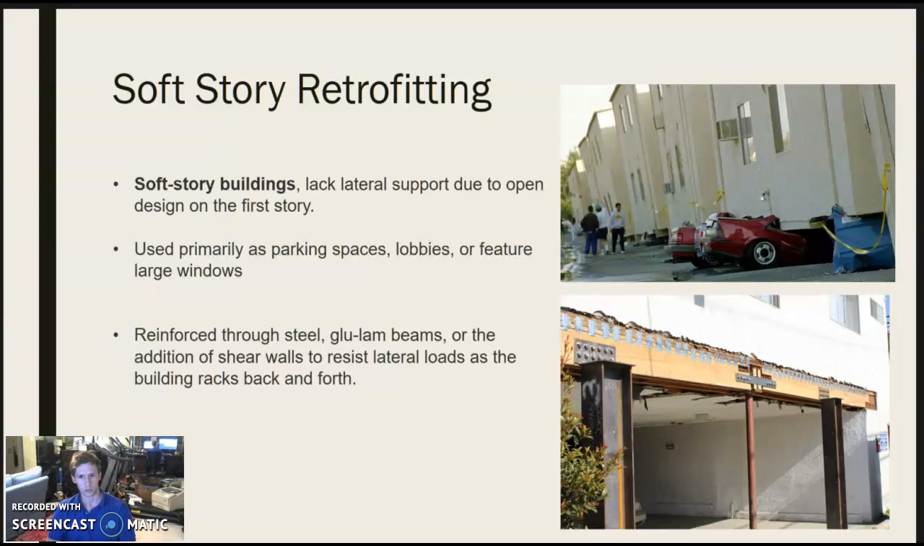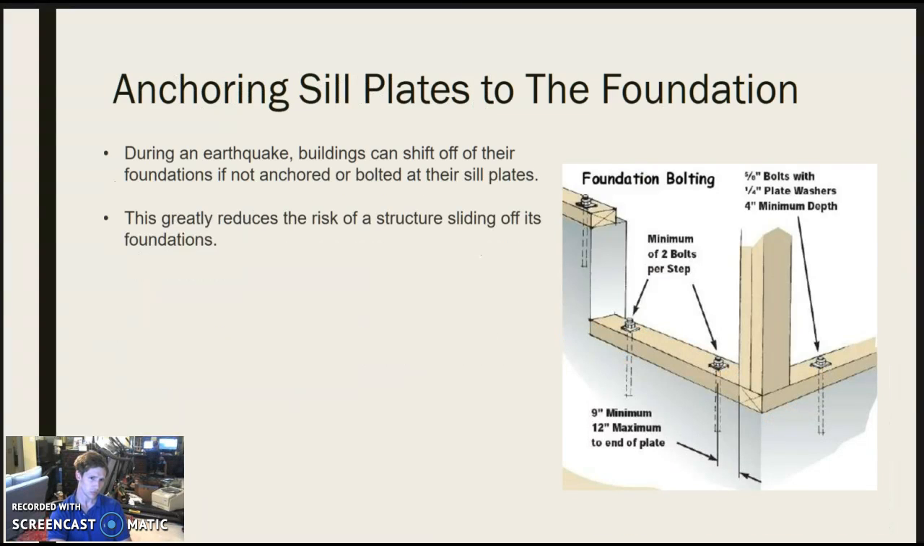And that's usually 1 to 3% of the actual total cost of the building, and it's pretty expensive if you don't have it in place already. So it's much better to build it as you're building a structure. Then, because you could either rack or slide on the foundation, you need it bolted down. This can be done through bolting or anchoring down the sill plates to the foundation, and it greatly reduces any sort of risk from that.